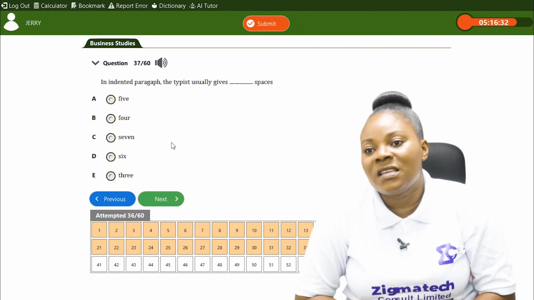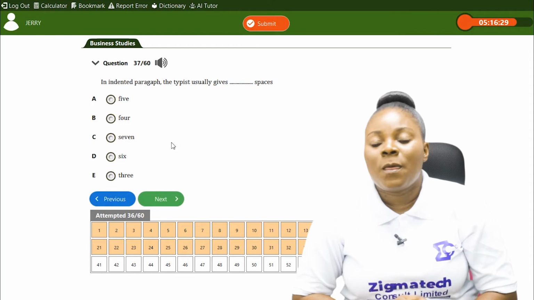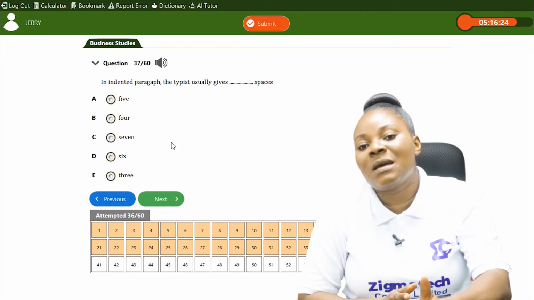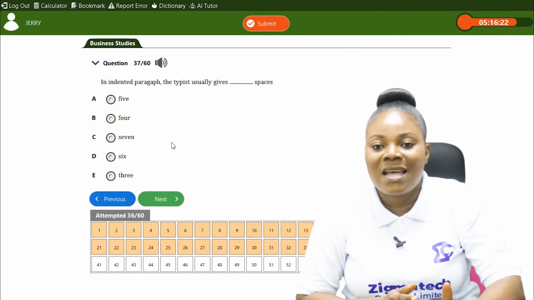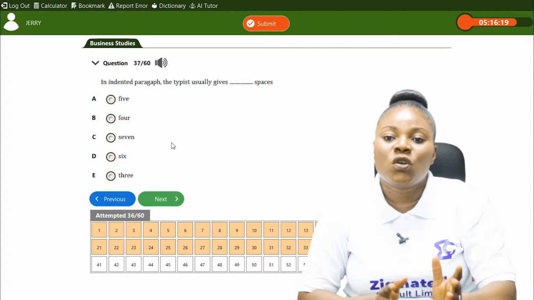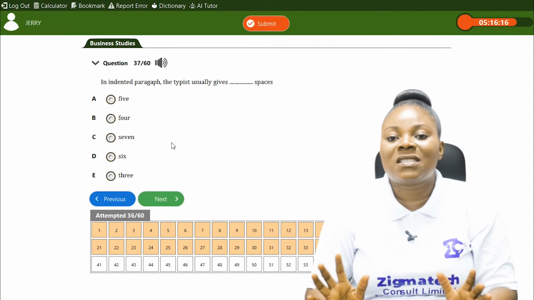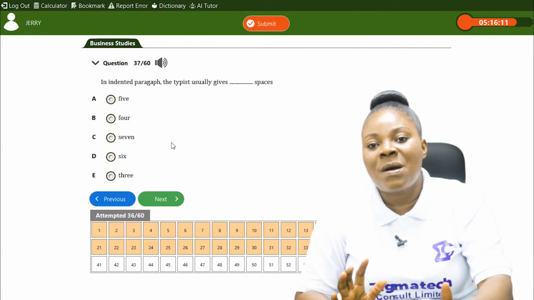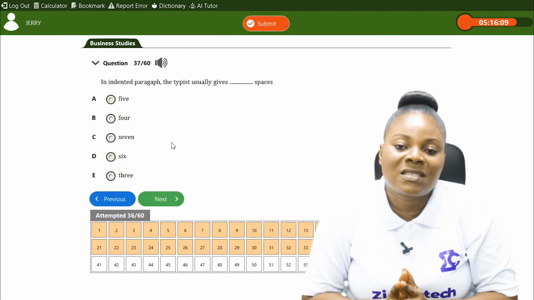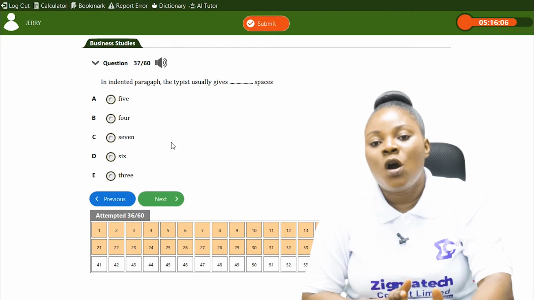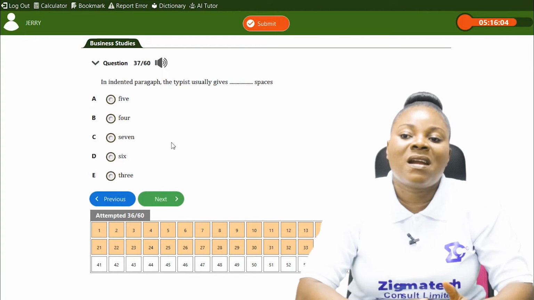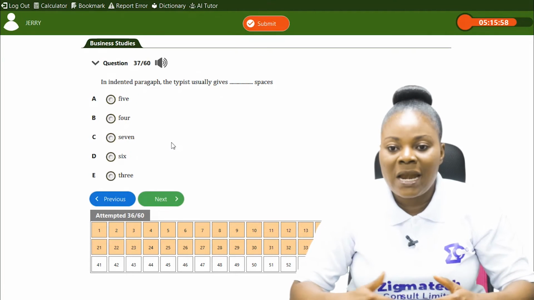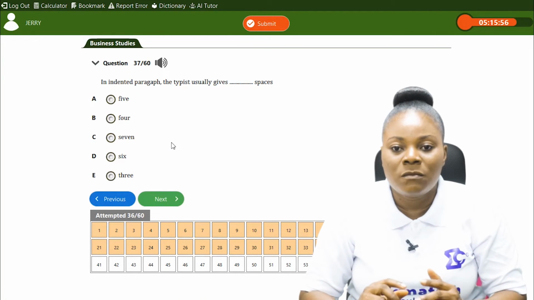The block paragraph is a type of paragraph in which all your text begins on the same line at the left-hand side. Everything is aligned on the side. There is no space; you don't give any space before starting to write or type your document. The paragraph is written in block style, in the sense that everything begins on the same line. What separates one paragraph from the other is what we call double line spacing. You give a clear space to separate one paragraph from the other.